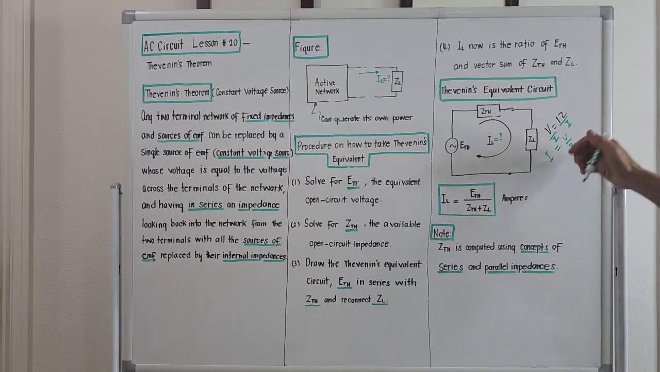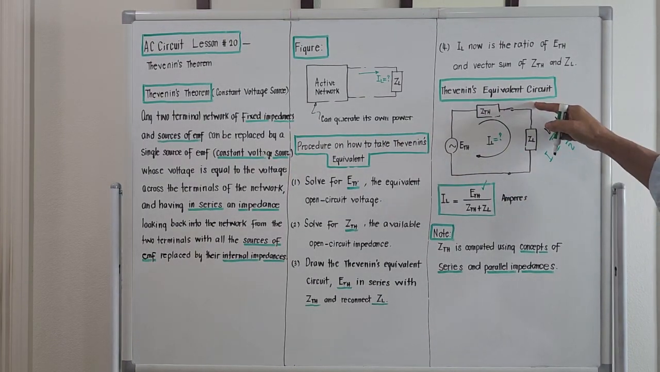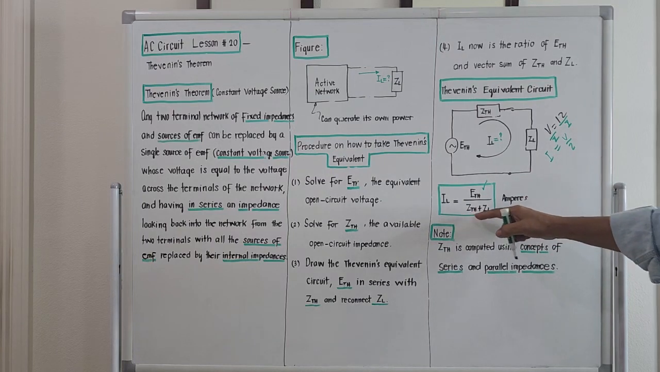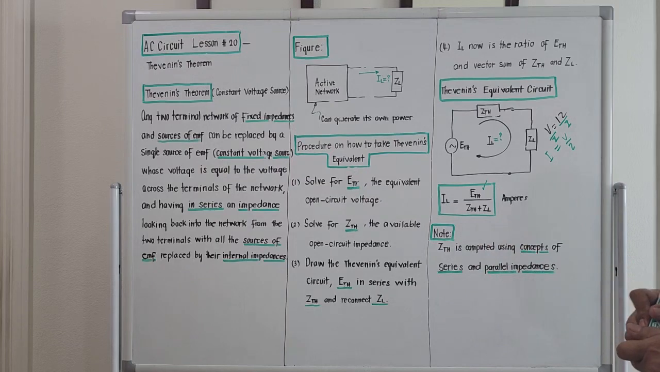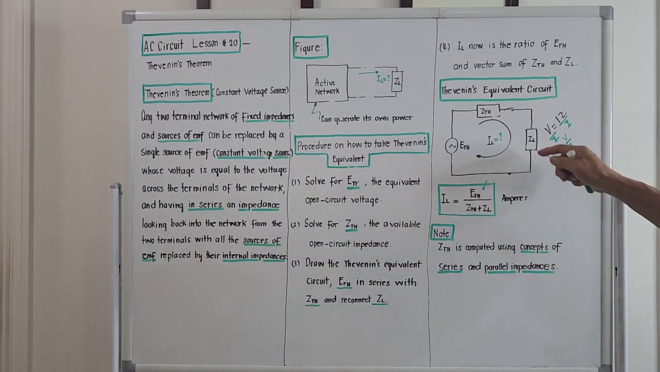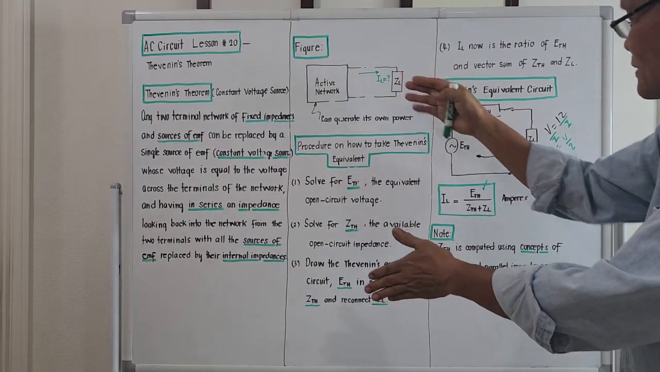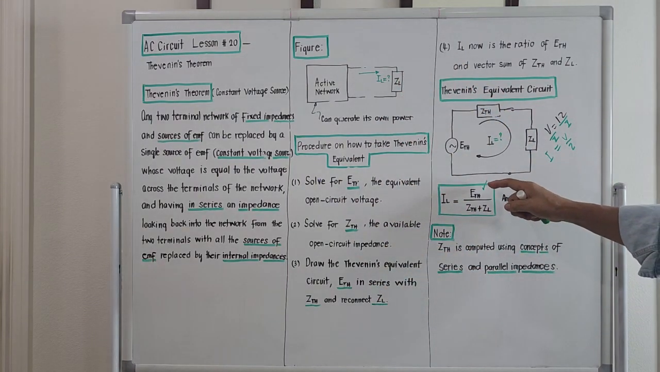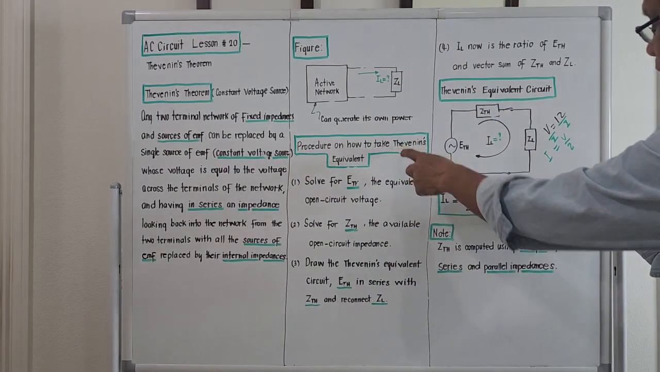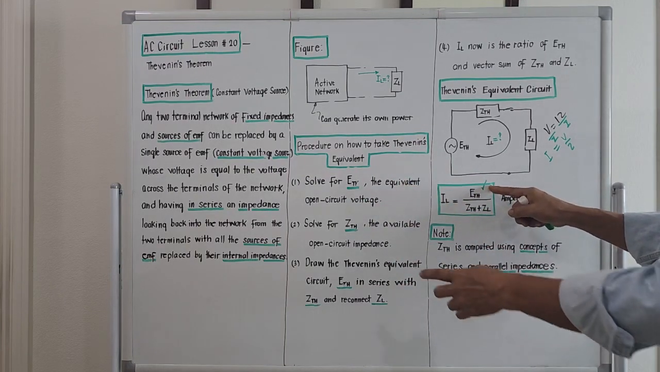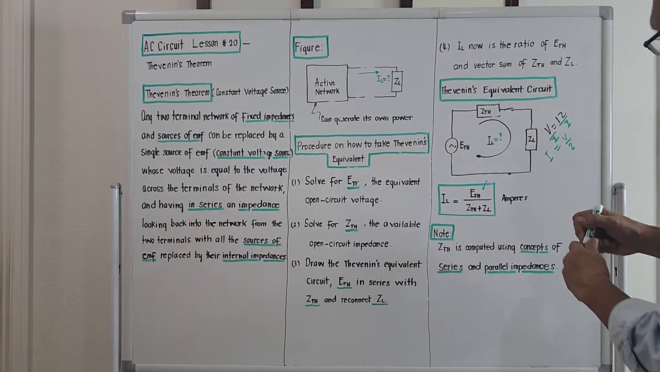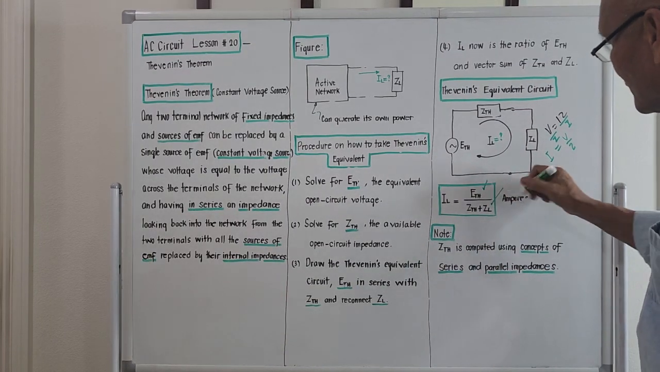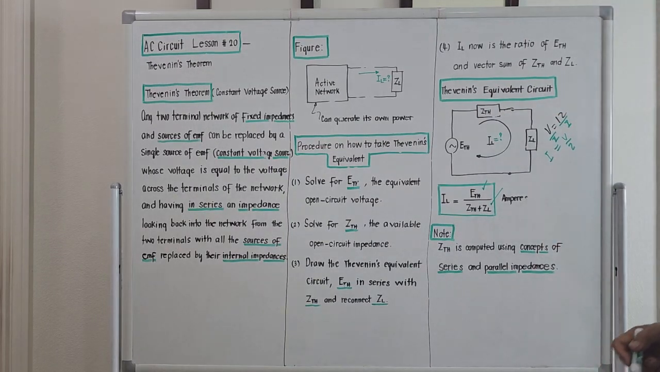So this voltage is the ETH and the total impedance, since they are in series, should be the sum of ZTH and ZL vectorially. We are considering for the meantime an AC circuit. So the unknown load current using the Thevenin's theorem will be what comes out for ETH using procedure number 1 over the vector sum of ZTH coming from procedure number 2 plus the load that is connected to the terminal.